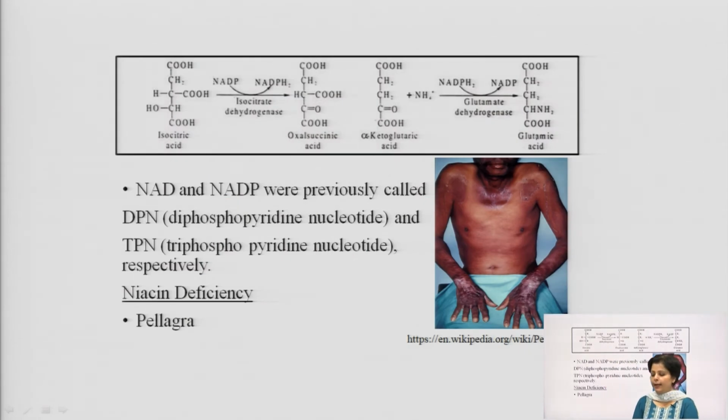NAD and NADP were previously called DPN, that is diphosphopyridine nucleotide, and TPN, triphosphopyridine nucleotide, respectively. पहले इनको कहा जाता था इस तरीके से. Now it is called NAD and NADP.